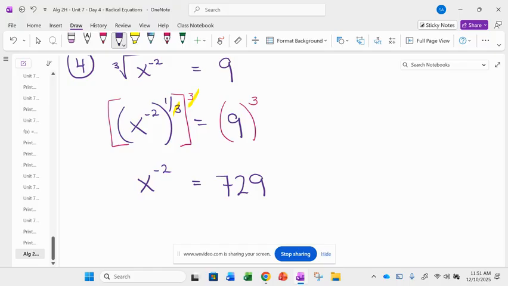Okay, so now I'm left with x to the negative second power. I'm going to keep working with exponents. What power would I have to raise x to the negative second to for it to cancel to 1? Negative a half. And please don't go ahead of me here. That denominator is 2. What does that mean in radical form if that denominator is 2? It is a square root.